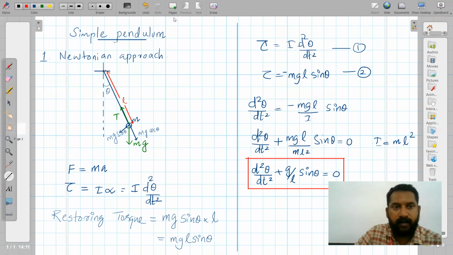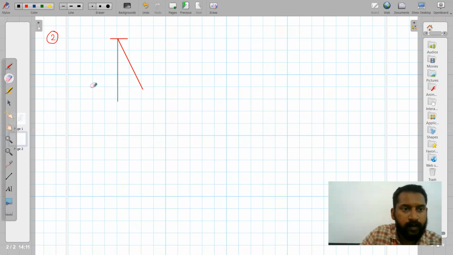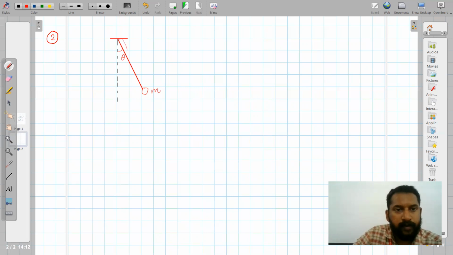Now, I will explain the second approach, the Lagrangian approach. Here again, I have this string and I have the vertical position. This is the vertical position. This is at an angle theta. You have a mass m. The length of the string is again L. This is the equilibrium position.